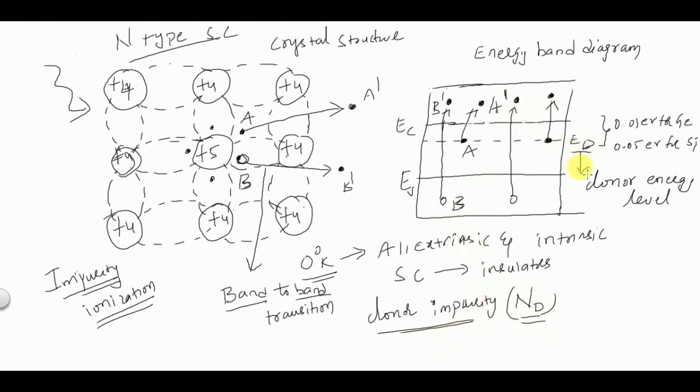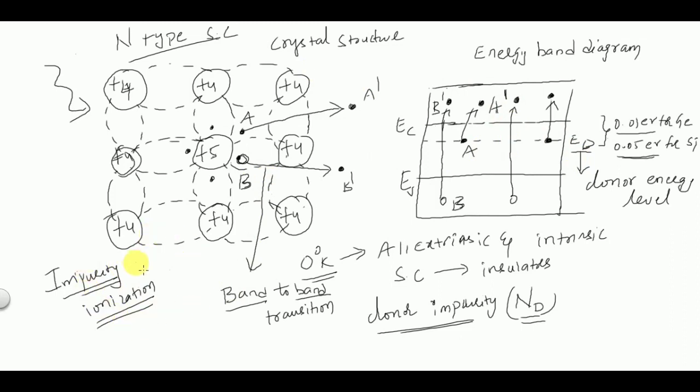So this is called the donor energy level, and the amount of energy required is 0.01 electron volt for germanium and 0.05 electron volt for silicon. That is, a very small amount of energy is required to excite this fifth electron, which is bound to the nucleus of the impurity atom. It is shown at a different energy level, which is about to become free. It is shown near the conduction band, because all the electrons in the conduction band are free.